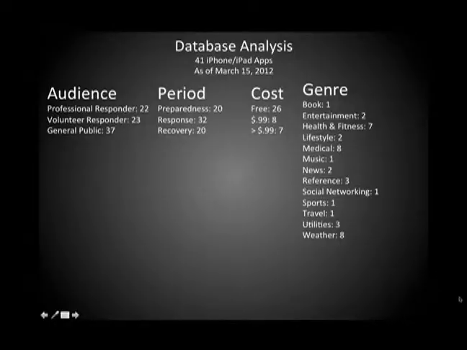We also did a database analysis where we looked at 41 iPhone and iPad apps. We looked at the audience, where there were 22 that were for professional responders, 23 apps that were for volunteer responders, and 37 apps that were for the general public. We looked at the period for which these apps could be used: 20 for preparedness, 32 for response, 20 for recovery. And the cost: how many of these apps were free, how many were dollar apps, or even more so premium apps that cost more than $1, and then highlighted them by genre.